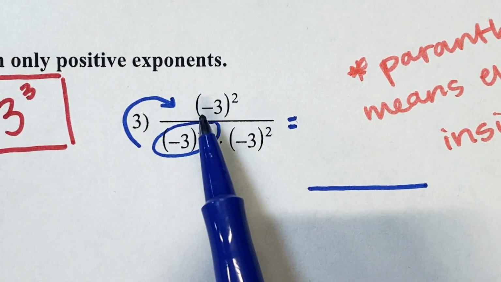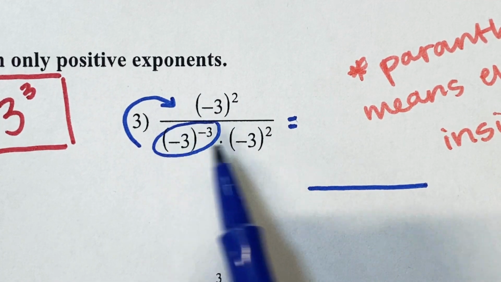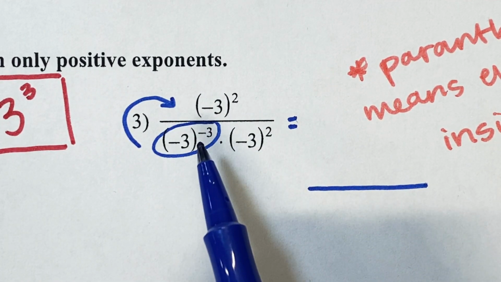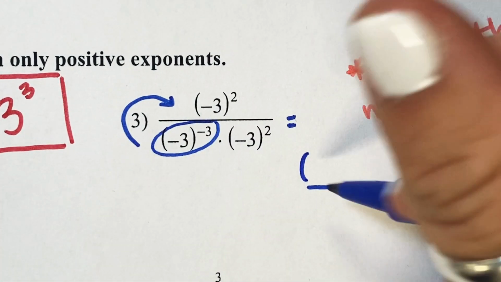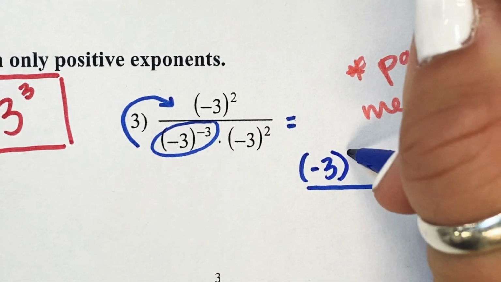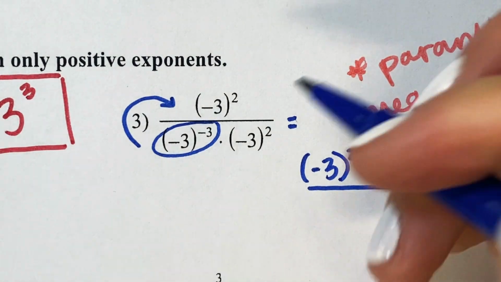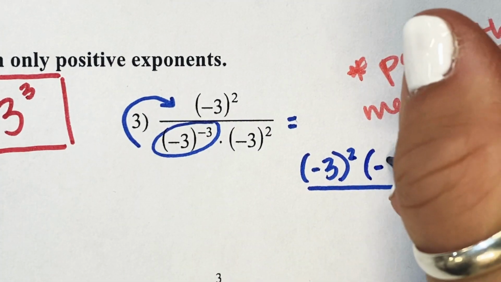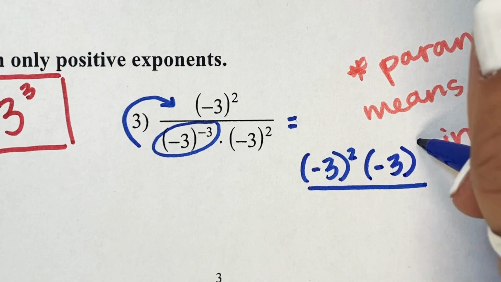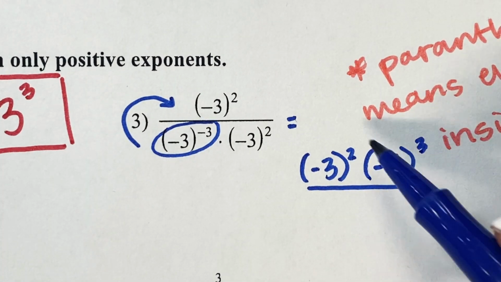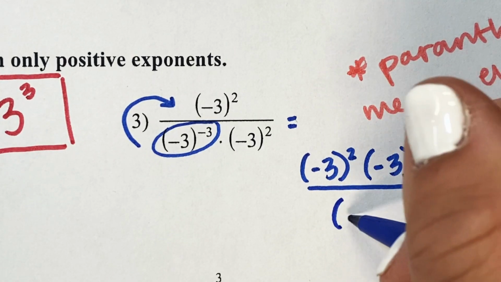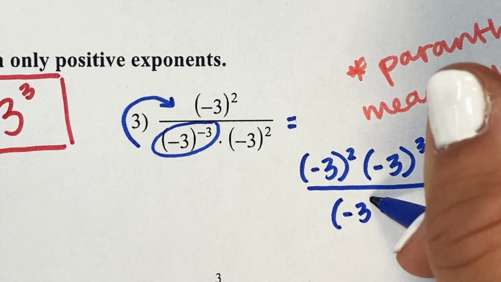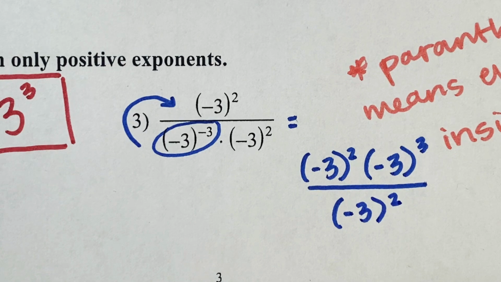Okay, so what about this -3? Does that move? Notice all these negatives. They don't move, right? Only the negative exponent will move. So we had, that was already on top, a -3 squared. Now we have a -3 to the +3. That's what moved into our numerator. On bottom, I see a -3 squared.